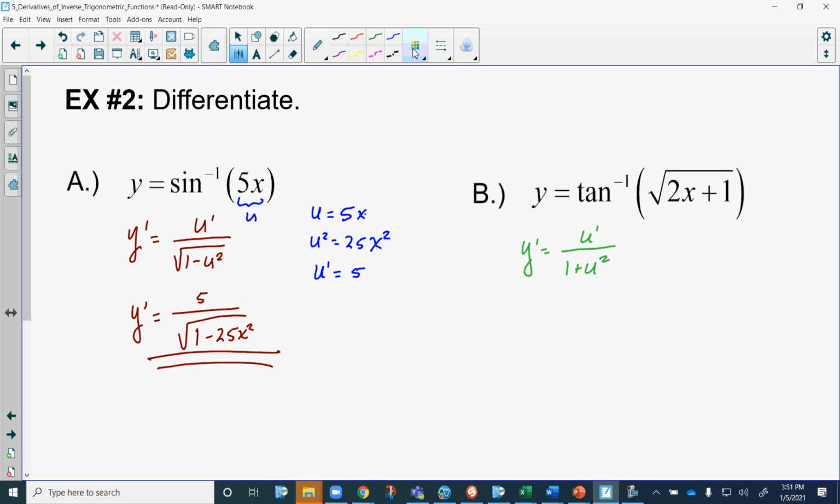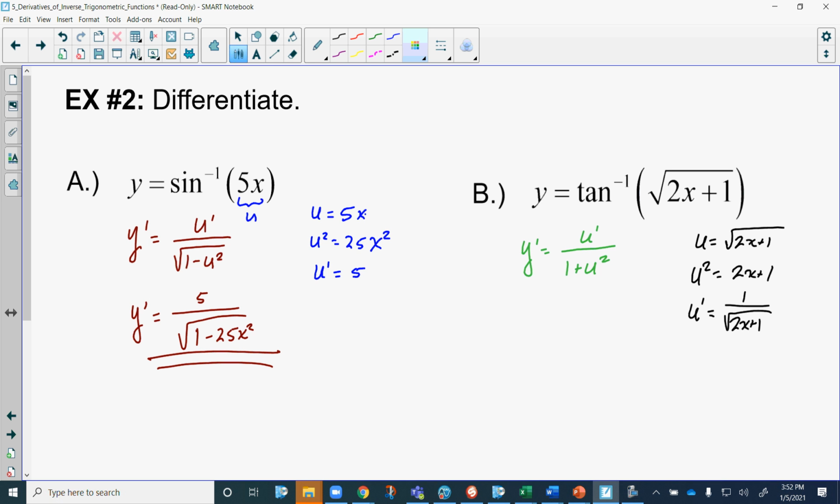U in this case is the stuff inside of the parentheses. So u is equal to the square root of 2x plus 1. So that means u squared is just going to be 2x plus 1, and u prime, the derivative of the square root of 2x plus 1, now you have to use the chain rule to differentiate it properly, but when you do, you're going to end up with 1 over the square root of 2x plus 1.